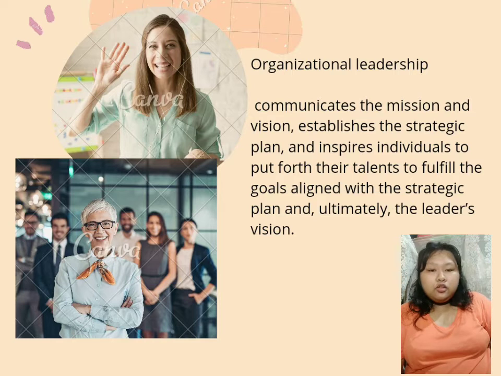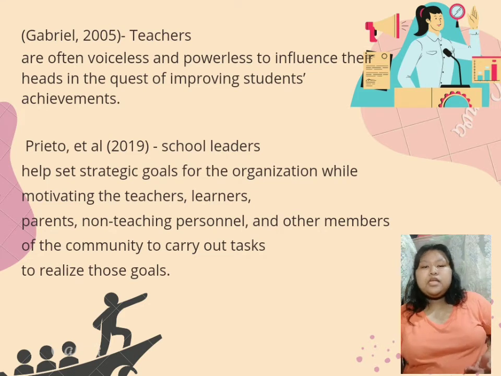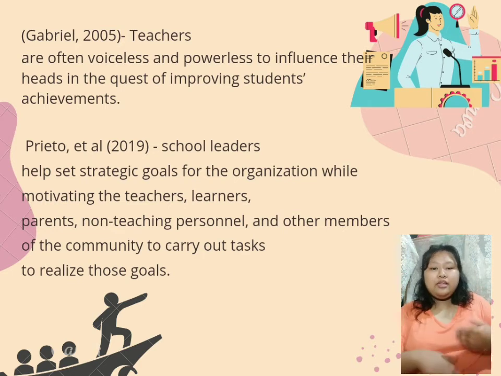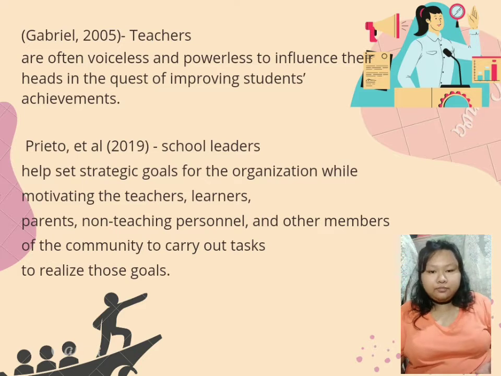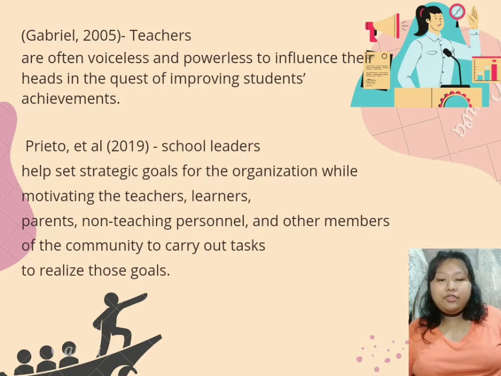Actually, ever since, schools have functioned in the autocratic style of the line staff model, which, according to Gabriel 2005, means that the principals are the managers and the teachers are their employees, while the teachers are often voiceless and powerless to influence their heads in the quest of improving students' achievements. On the other hand, according to Pareto et al. 2019, school leaders help set strategic goals for the organization while motivating the teachers, learners, parents, and non-teaching personnel. Besides, also the other members of the community, in order to carry out tasks and realize the goals.